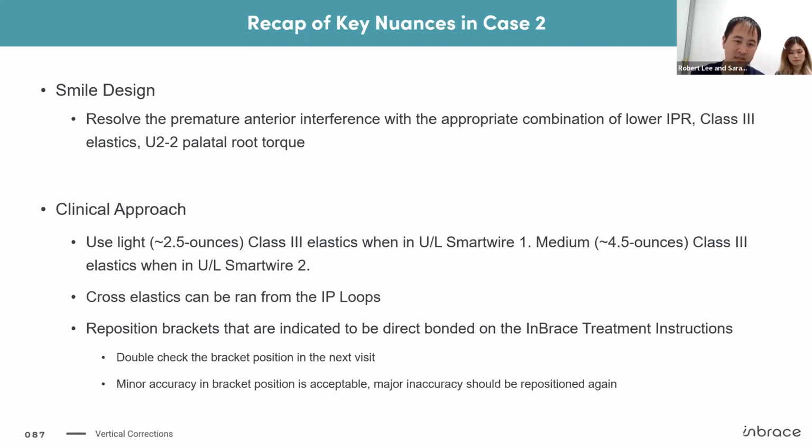Remember, use light class 3 elastics when you're in upper and lower SmartWire-1. You can use medium class 3 elastics when you're in upper and lower SmartWire-2. You can run cross elastics off the IP loop. So there's lots of different ways that you can utilize that for different mechanics.